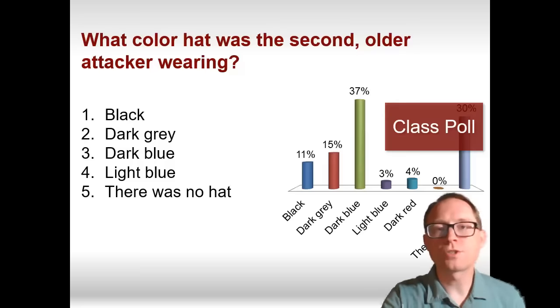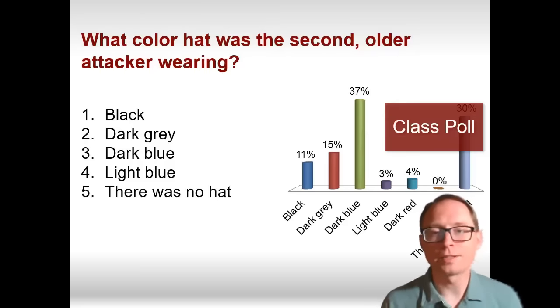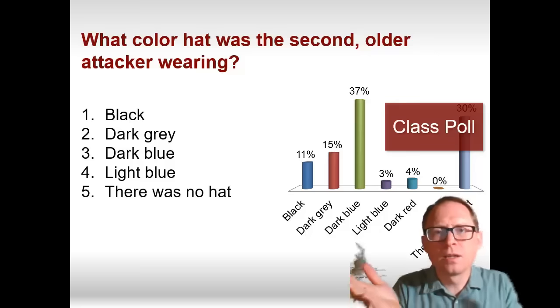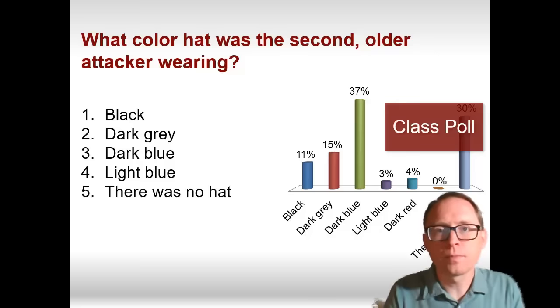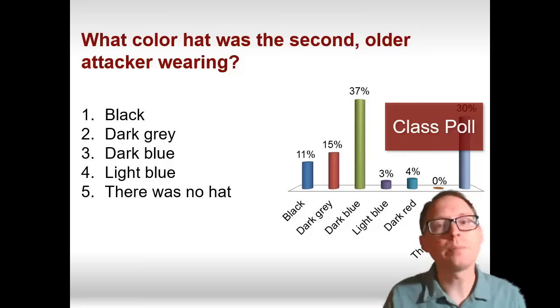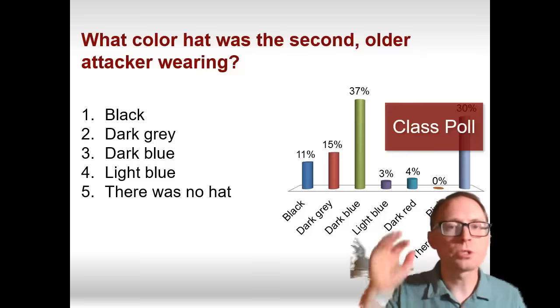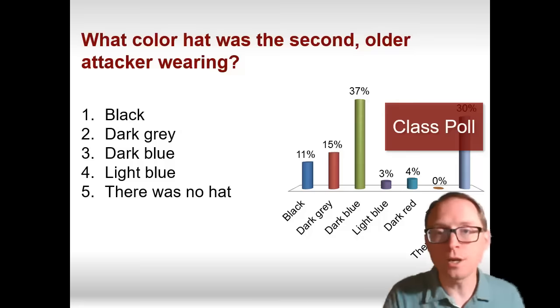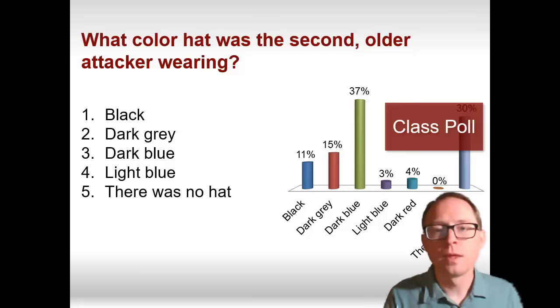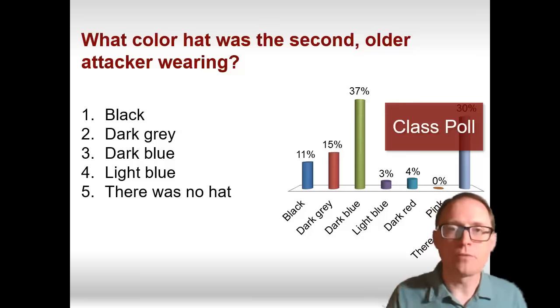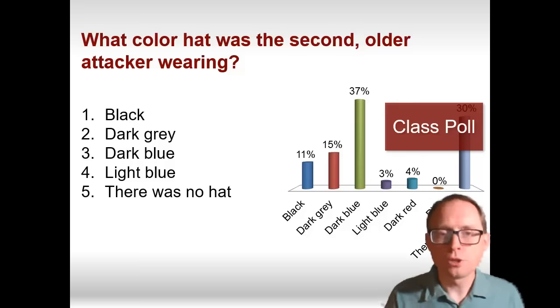When we ask this question, here's the kind of results we get. A lot of people said dark blue, but 30% will say that there was no hat at all. Now, were you there? Were you watching? Isn't your memory a videotape or a photograph? And can't you just go and look through and see, was there a hat or was there not a hat? If I'm the police officer and I need to identify this person, shouldn't you be able to tell me what hat they were wearing?